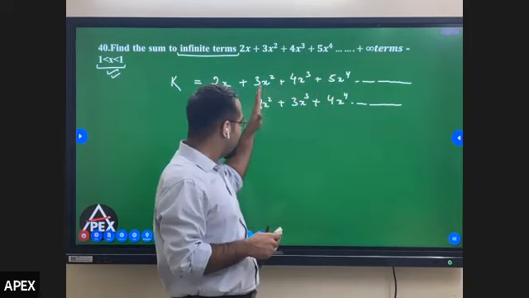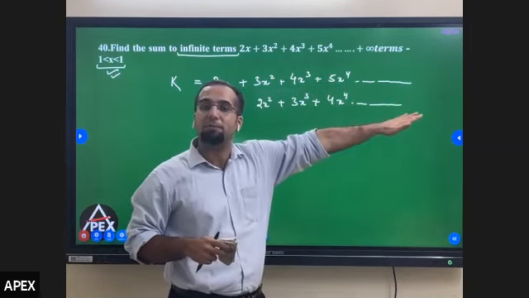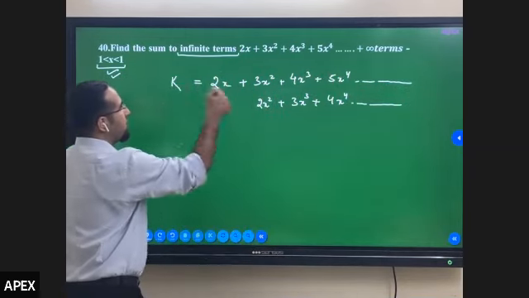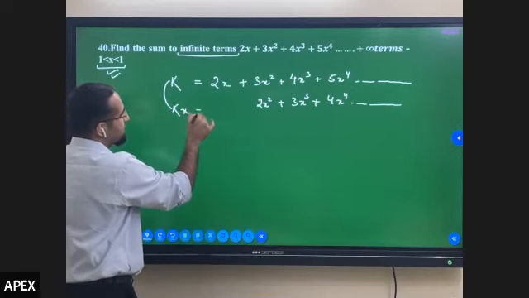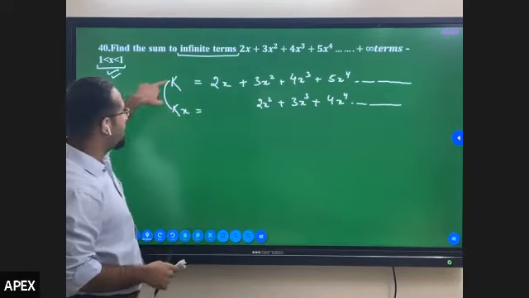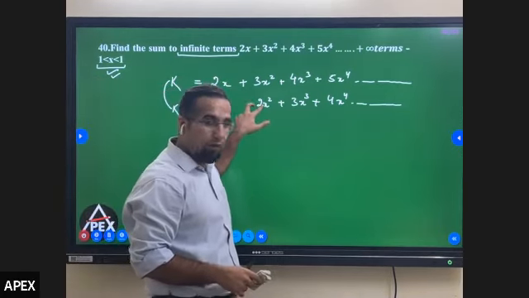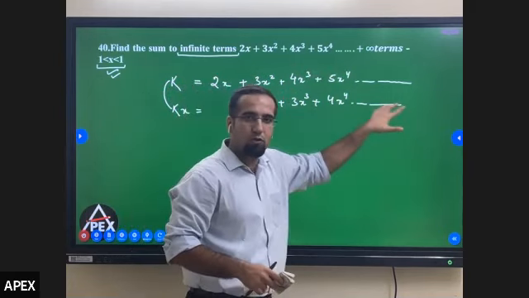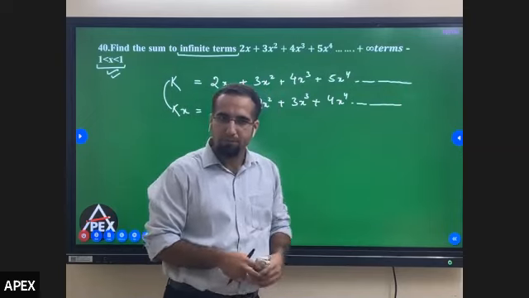Can I say at least from here, if I subtract, this series becomes a series in infinite GP? Clear? Now, how will I get this series? I got this series only after multiplying the first series with x. If I multiply the first series with x, 2x becomes 2x square, 3x square becomes 3x cube, and so on. Since it's going till infinity, there's no problem in that.